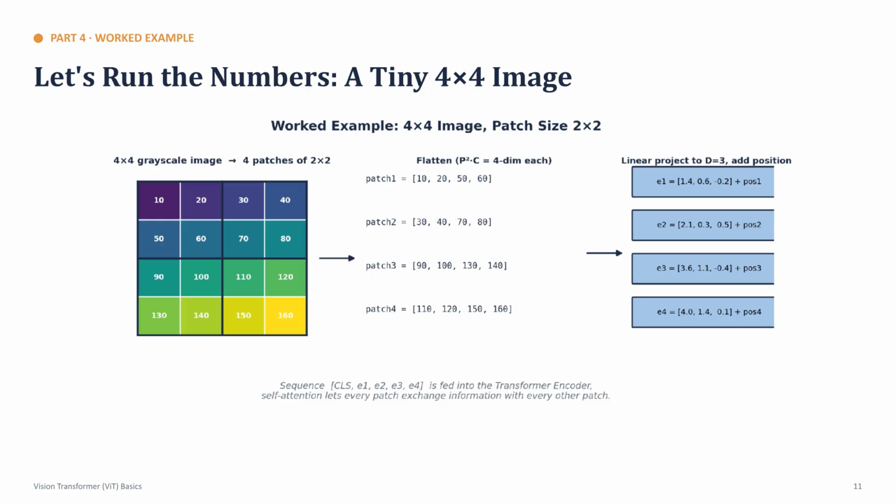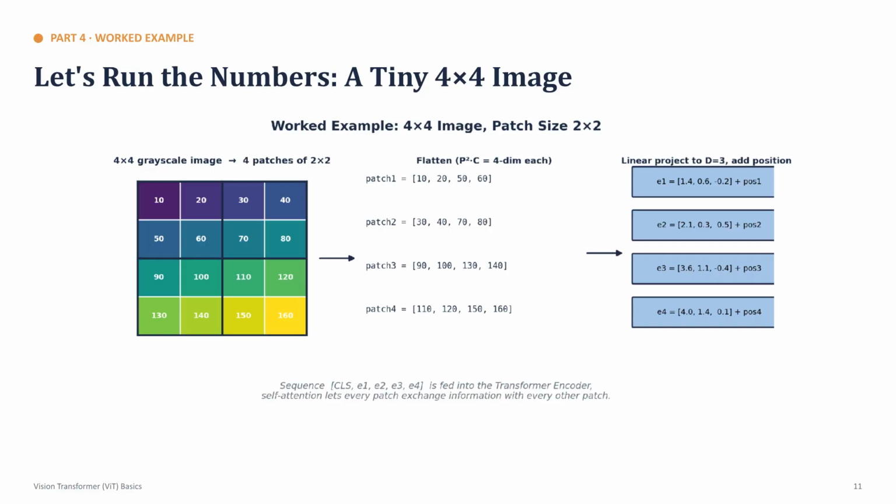Time to make this concrete. Take a tiny 4x4 grayscale image with pixel values 10 through 160 and a patch size of 2x2. That gives us exactly 4 patches. Flattening each patch turns it into a 4-dimensional vector. Patch 1, for instance, becomes 10, 20, 50, 60.